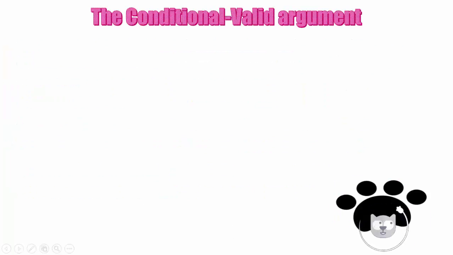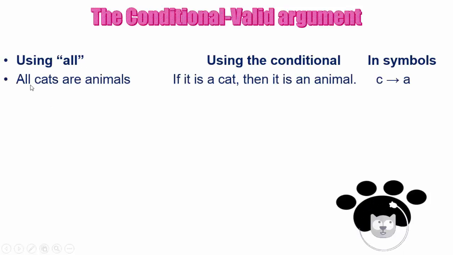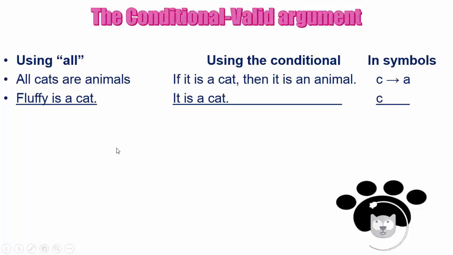So let's look at our first argument that we did about Fluffy the cat and now put it more in symbolic language. Recall that we were using "all cats are animals." We're now going to rewrite it as an if-then statement, using the conditional: if it is a cat, then it is an animal. Then I'm going to take the symbols: if C, then A. Now for my second premise, Fluffy is a cat. Here I'm going to drop the name of the cat and just say it is a cat. So we have here C.